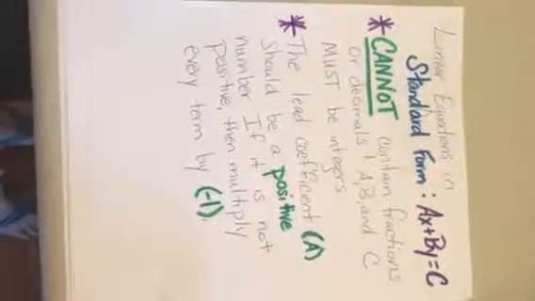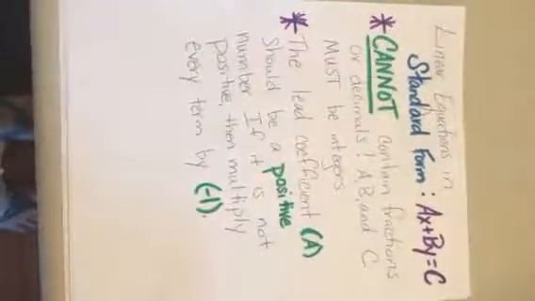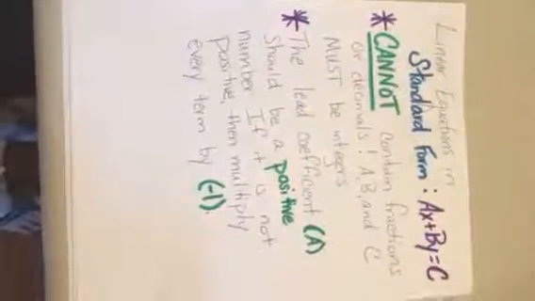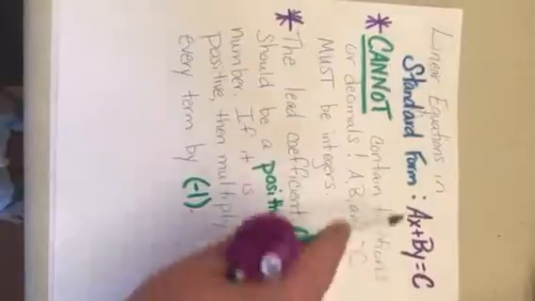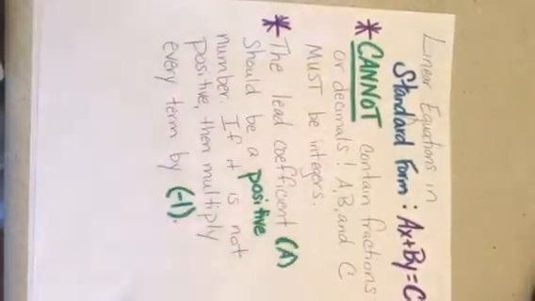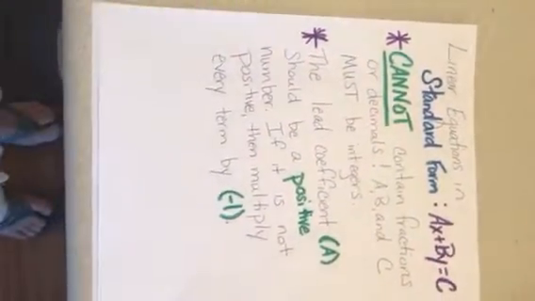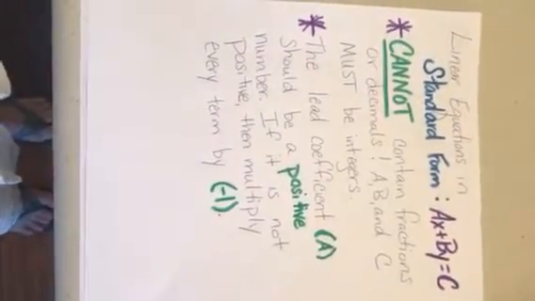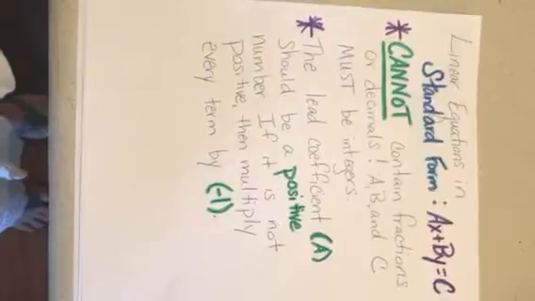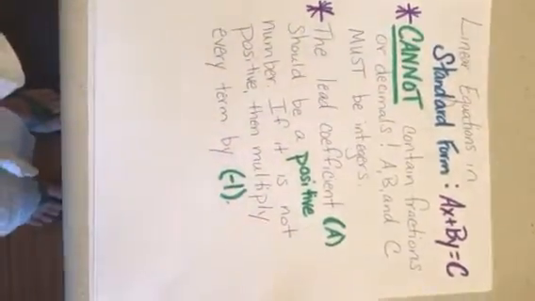All right, hey, I'm back, and today we are going to learn about linear equations written in standard form. Standard form is when it is written as ax plus by equals c. A few things to remember about standard form is that standard form cannot contain fractions or decimals. A, b, and c must be integers.